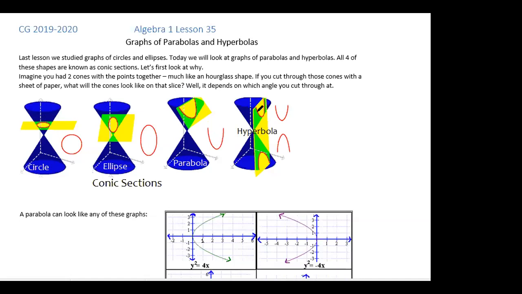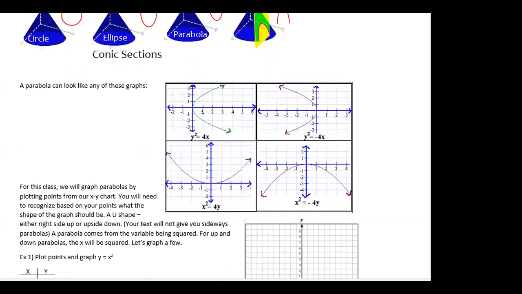If you were to cut through both the top and the bottom cones, you would get two U shapes, and so that's called a hyperbola. So we're going to look at parabolas and we're going to look at hyperbolas. You're going to use these a lot more in Algebra 2, so this is just kind of an introduction, but just expect more of it in your next algebra class to really know how to graph these well.